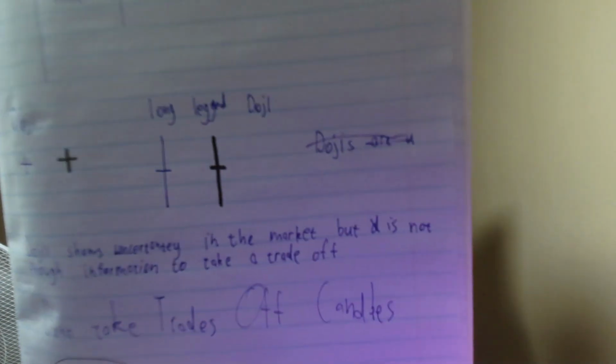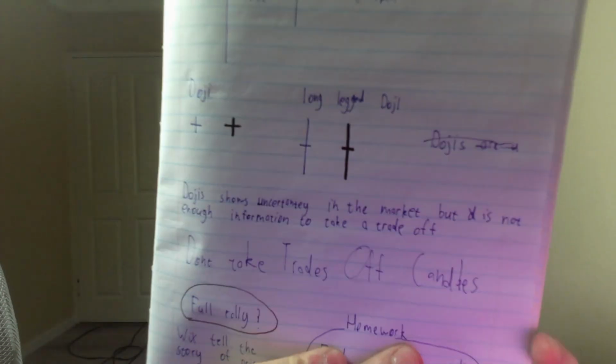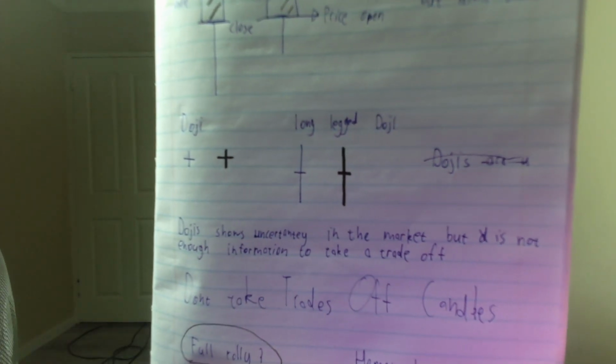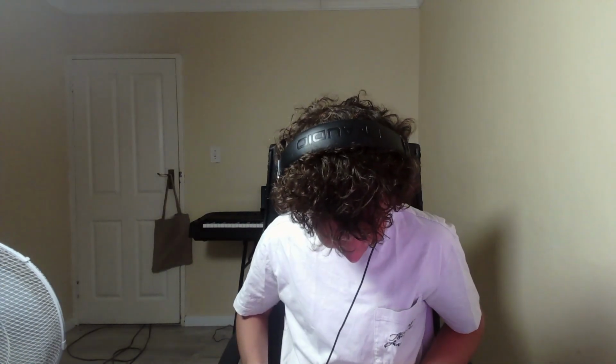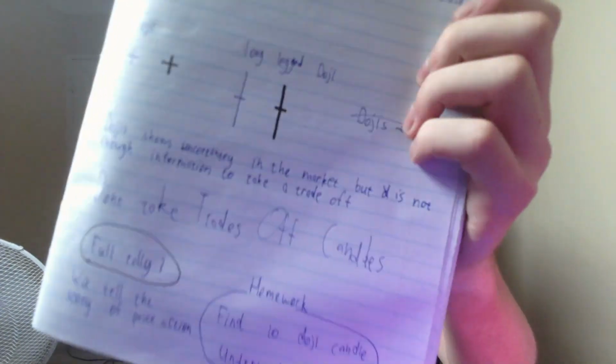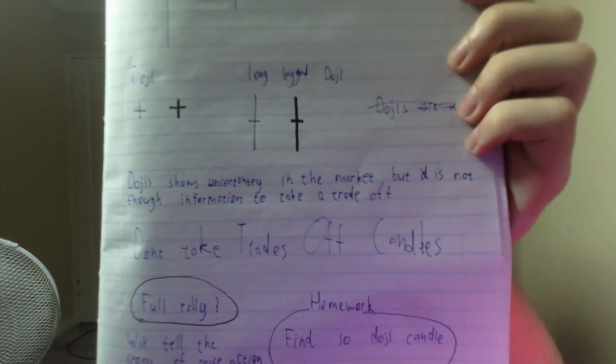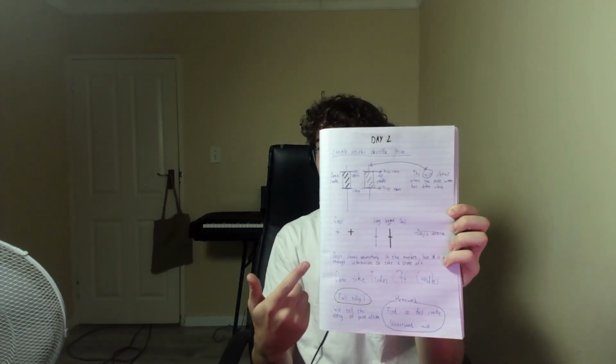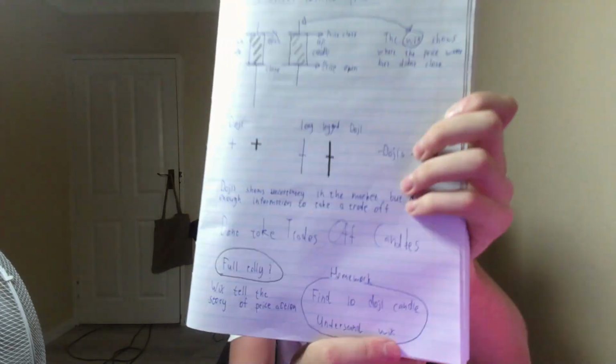Now, really just peep how I spelled uncertainty, if you can. Yeah, I'm pretty sure there's an I in there. I'm not gonna lie, but I don't have an I in mine. And then big letters, don't take trades off candles. And also, if you guys think my notes are bad, too bad. This is how I do it.